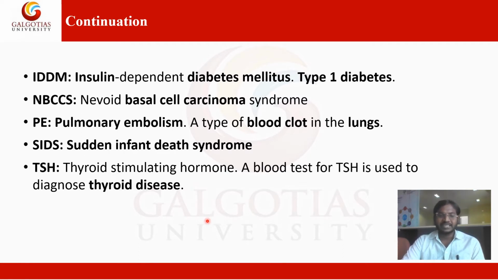Next, TSH, thyroid stimulating hormone. This is one of the blood tests. They are mentioning TSH, the code they use for diagnosis of thyroid disease. The thyroid produces two hormones, T3 and T4, with the help of TSH. If TSH is abnormal, the patient's thyroid gland secretion is automatically reduced. That is how we identify TSH abnormality.